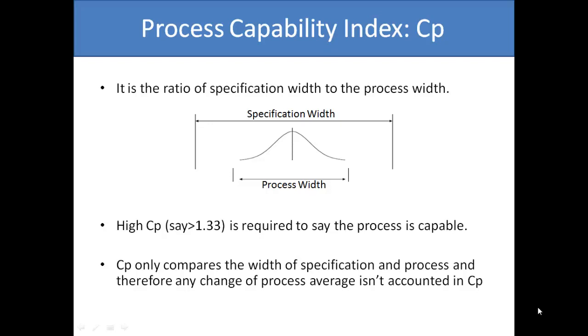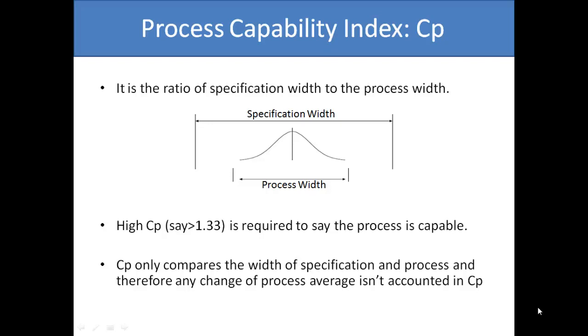To say a process is capable, a high CP value is required. Generally, the value should be greater than 1.33. It means the process is performing within the specification limits. The drawback of this index is that it only compares the specification width and process width, so any change in the process average cannot be captured.